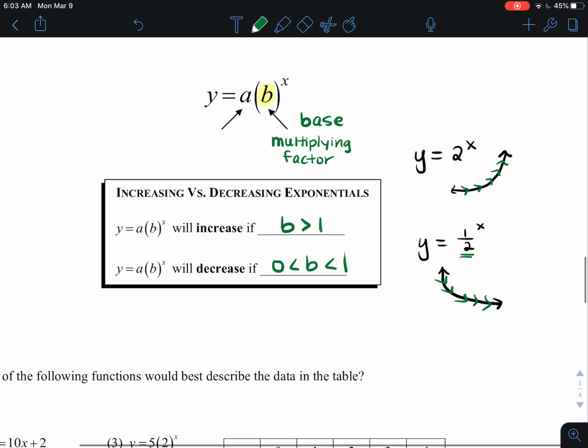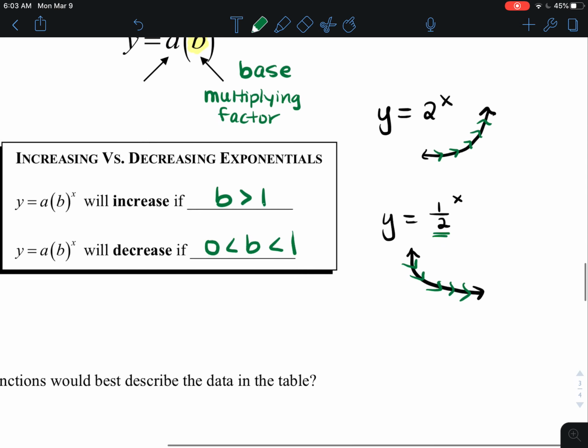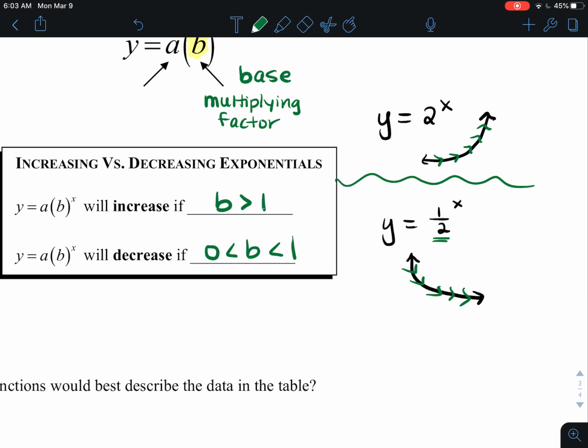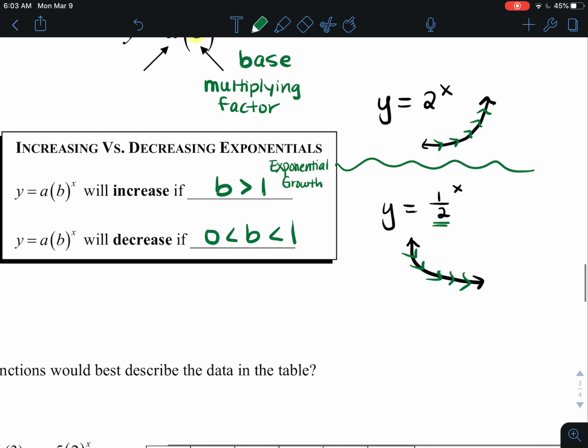Before we look at A, I just want to add one more thing. Sometimes we call an increasing exponential graph by a different name, exponential growth. So if you want to label that, maybe next to b is greater than 1, we could call this exponential growth. Again, growth is just another word we're giving to increase. And another phrase we use instead of exponential decrease is exponential decay.